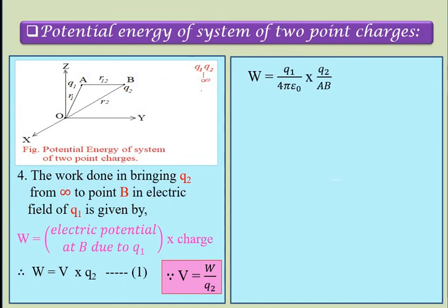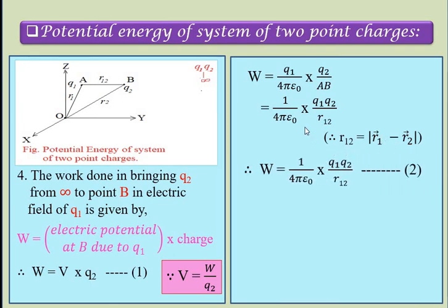Therefore, putting the value of V, that is the electric potential due to charge Q1, equal to Q1 divided by 4 pi epsilon 0 into the charge Q2 divided by AB, where the distance AB is equal to R12. See the figure. The distance from A to B is denoted by R12, which is equal to modulus of R1 minus R2. Therefore, the work done can be written as W equal to 1 upon 4 pi epsilon 0 into Q1 Q2 divided by R12. Suppose this is equation number 2.